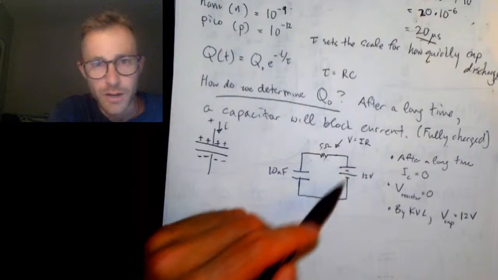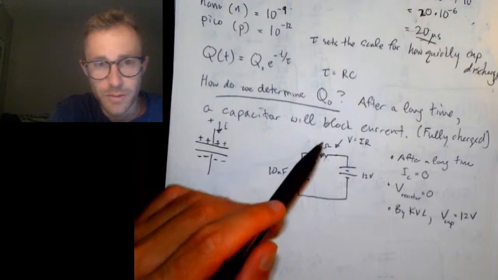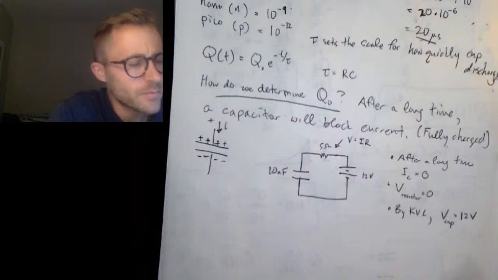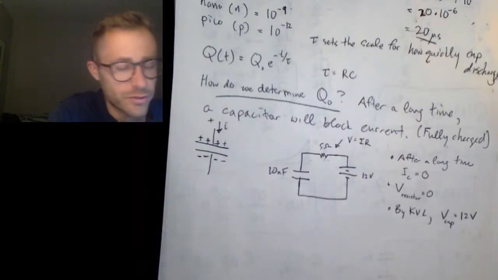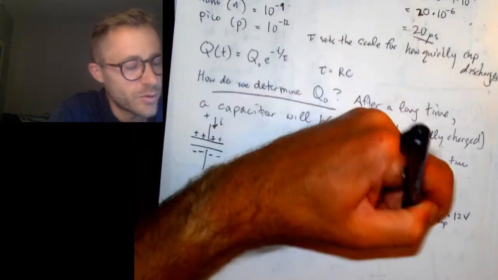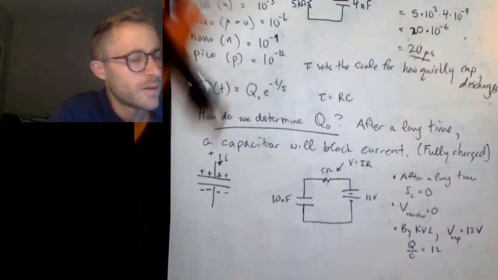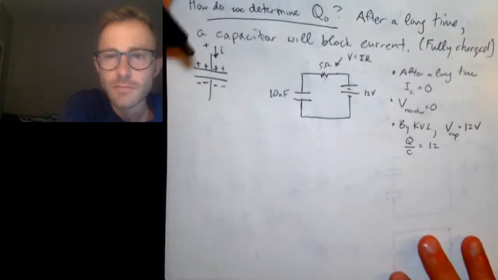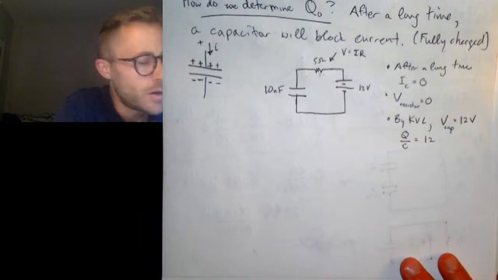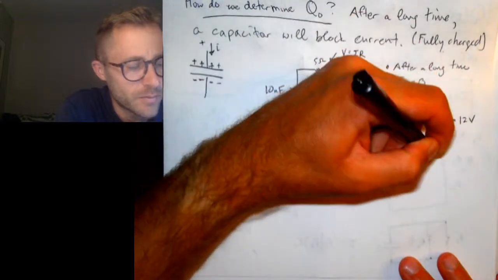Because this one is 0 and all three have to add up to 0. So if you have three numbers adding up to 0 and one of those three numbers is 0, then the other two have to cancel each other out. And then the voltage across the capacitor is Q over C. So Q over C equals 12. All right. And so that means that Q equals 12 times C.